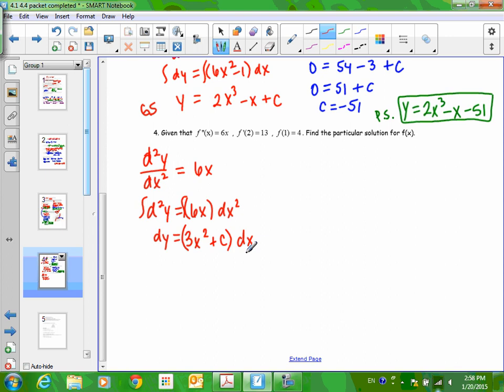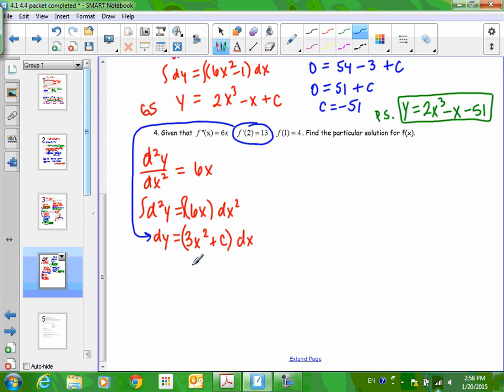All right, now, you may be thinking, let's integrate again, because I still have d's there. But what would I then do with this plus c? That could get confusing. So what we're going to do is stop, use the first initial condition, okay? And we are going to find this plus c.